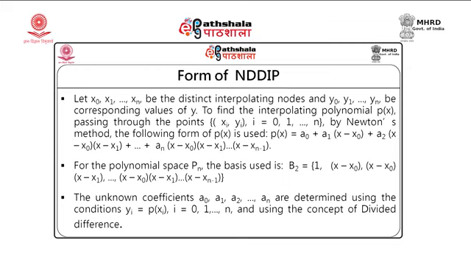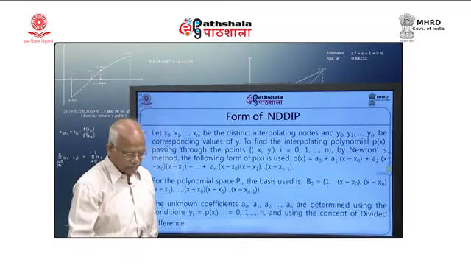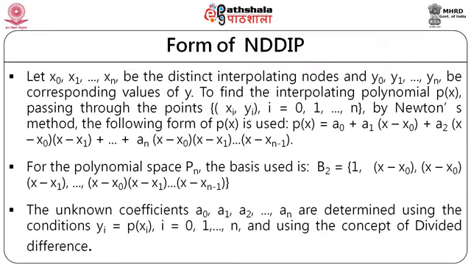The unknown coefficients a 0, a 1, a 2, a 3, up to a n are determined using the conditions y i equal to p x i for i equal to 0, 1, 2, 3 up to n, and then using the concept of divided differences. So, what we are going to talk about is the divided differences first, and then we will come back to the formula for Newton's divided difference interpolation.